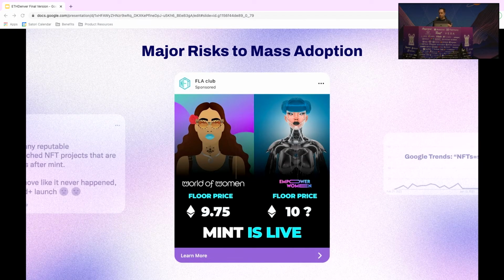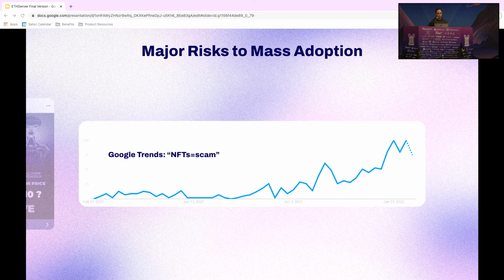Marketing on social media is making promises of huge returns. So this is a brand new project and they're comparing it to a very successful one. And like, could this be worth 10 ETH? We'll find out. And so this is quite concerning for people that are just new to the space. And just simply the association with NFTs and scams. This is something that's growing. We have to get out in front of this narrative. And the way to get out in front of this narrative is to simply talk about applications and use cases for what NFTs have the potential to do.